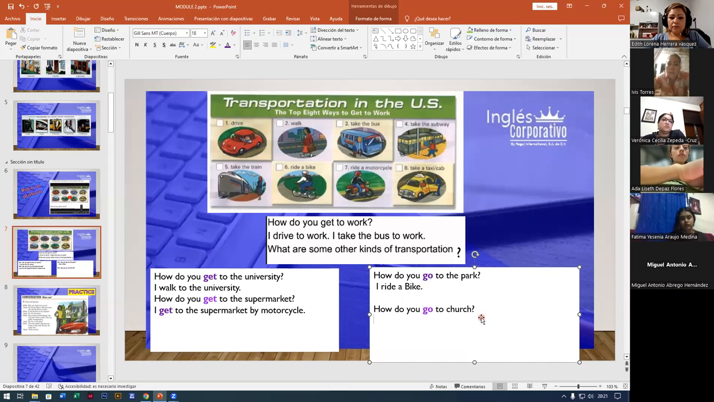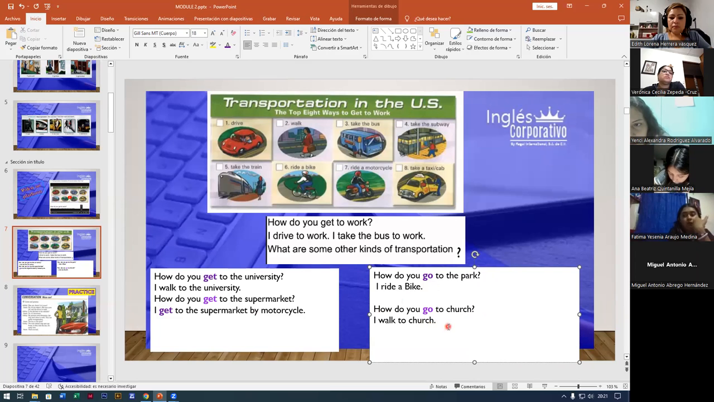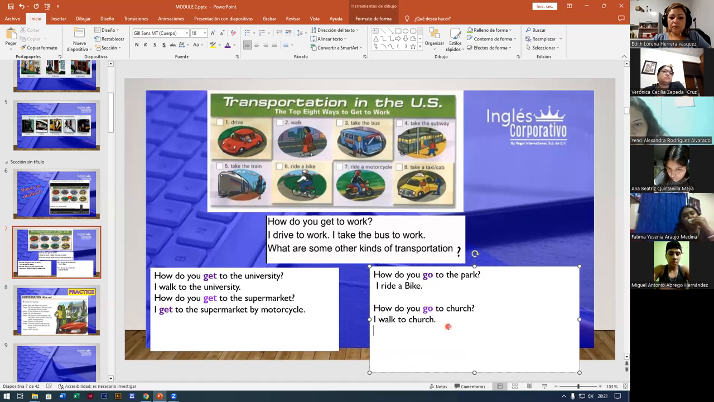To my church. I walk to church. Ah, okay. Walk to church. Yo camino hacia la iglesia. Es como, ¿cómo vas? ¿Por qué medio de transporte va? Ah, okay. Yo camino. Don't need transportation. What will be another option? For all places, I walk. To all the places you walk.